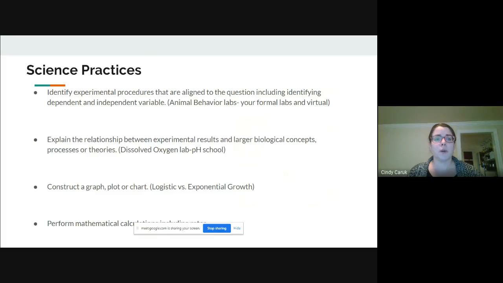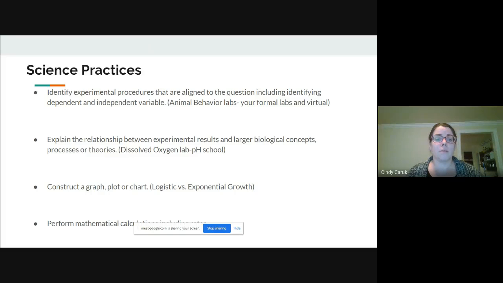So science practices, we're going to identify experimental procedures that are aligned to the question, including identifying dependent and independent variables in animal behavior labs. We did this as a formal lab, I believe. No, we didn't do this as a formal lab this year. We just did this as a lab. Virtual lab as well. Relationship between experimental results and biological concepts, that's the dissolved oxygen lab we did on PH School.